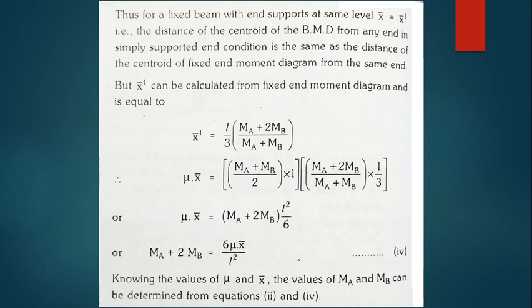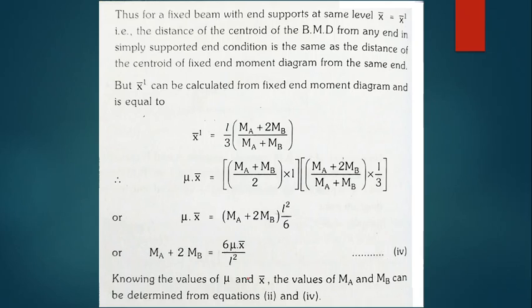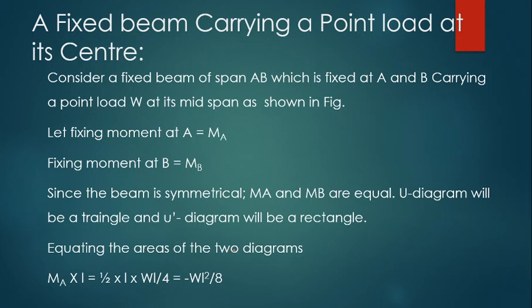This is another equation, and earlier we have one equation: MA plus MB is equal to 2 mu by L. This is one equation, and this is another equation. We have two equations and two unknowns, that is MA and MB. The other values, mu, x bar and L, are known values, and by simplifying these two equations you can calculate the support moments. So this is the basic theory of calculating fixed end moments for any kind of loading.